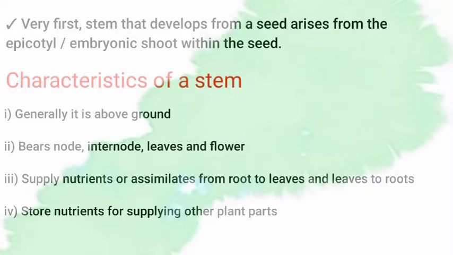Characteristics of stem. Generally, the stem is present above ground. It bears nodes, internodes, leaves and flowers. It supplies nutrients or assimilates from root to leaves and leaves to root. It stores nutrients for supplying other plant parts.